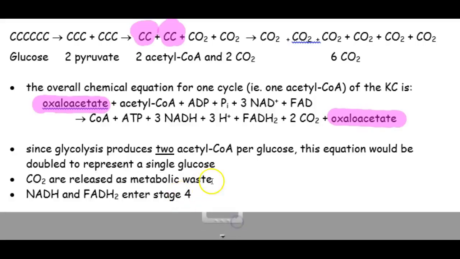All right, so the CO2, of course, we know that that's a waste product. We expel that when we breathe out. And NADH and FADH2, our electron carriers, are going to move on to stage 4, the electron transport chain and chemiosmosis.